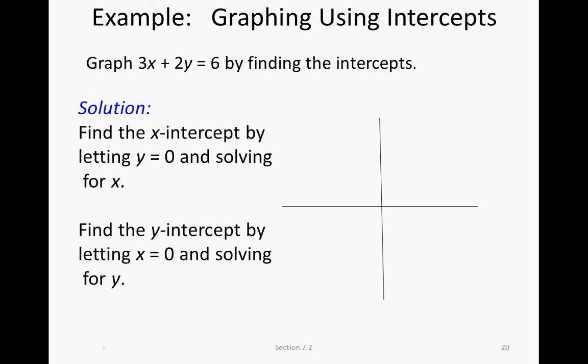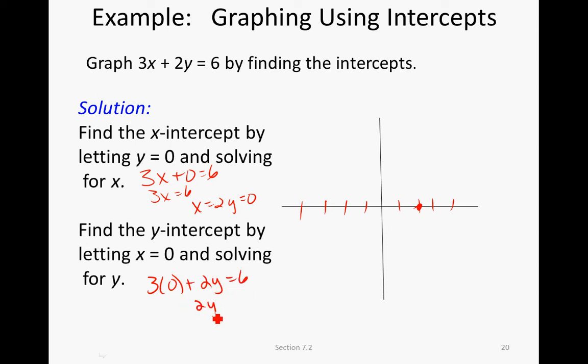So graphing using intercepts. Graph 3x plus 2y equals 6 by finding the intercepts. Well, first find the x-intercept by letting y equal 0. So 3x plus 0 equals 6. 3x equals 6. X equals 2. Y equals 0. So I'm going to plot that. X equals 2. Y equals 0. There's that point. Now find the y-intercept by letting x be 0. And so now if x is 0, y is 3.